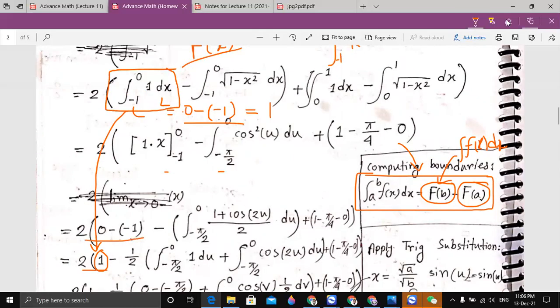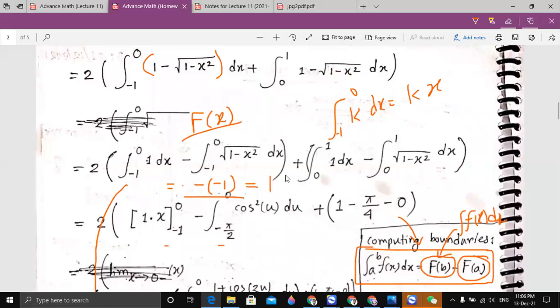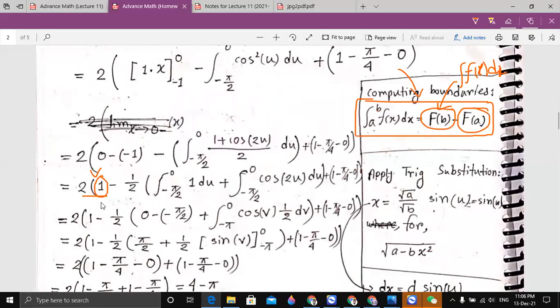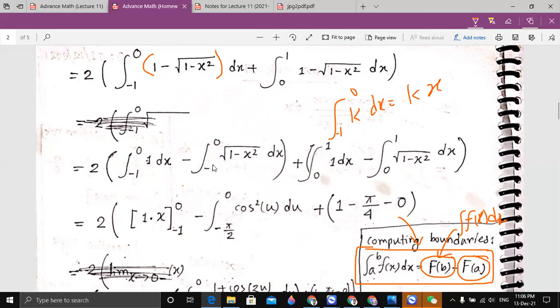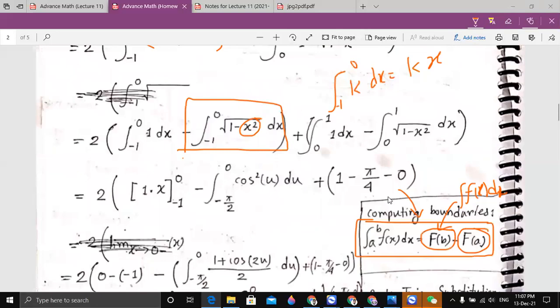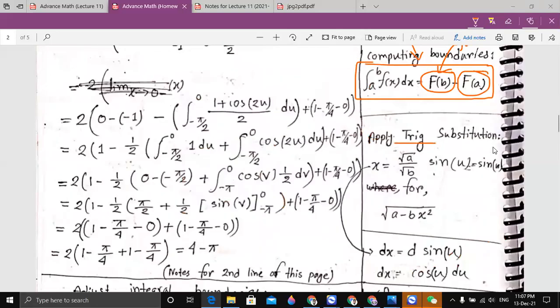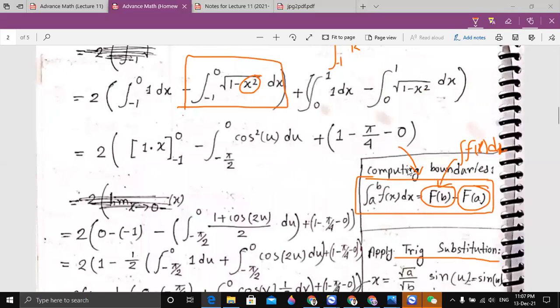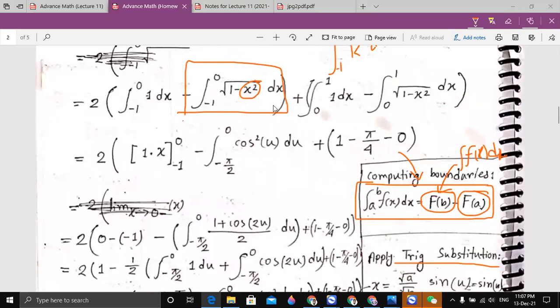So now let's go here, the difficult part. It is the integration from -1 to 0 of √(1 - x squared) dx. We have to use the substitution rule here. If I just let x squared equal u, oh, I need trig substitution. Trig substitution, like this part here.